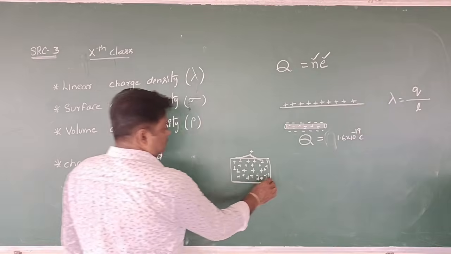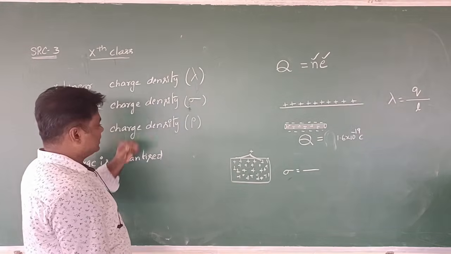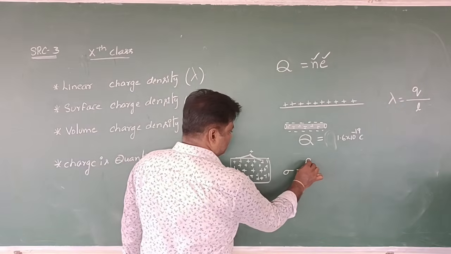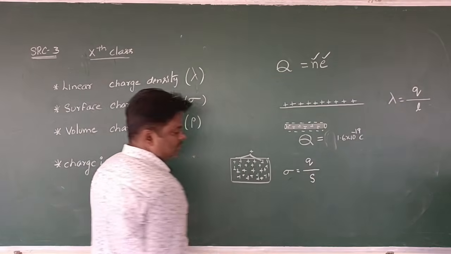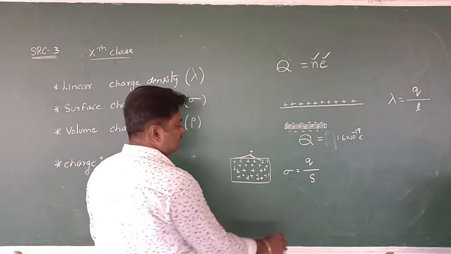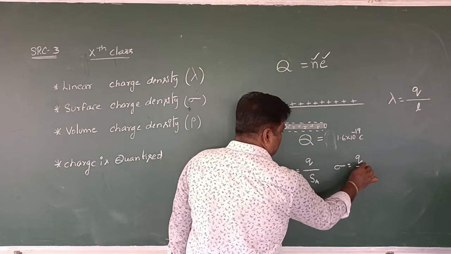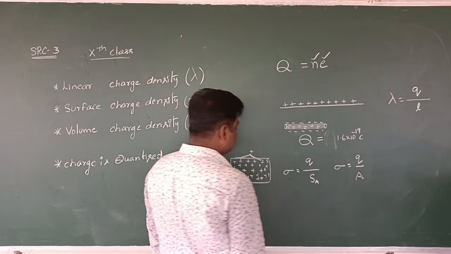And this sigma, surface charge density, is defined as charge per surface area. The charge is spread over the surface. You can write it like this: sigma is equal to q by A, areal charge density or surface charge density.